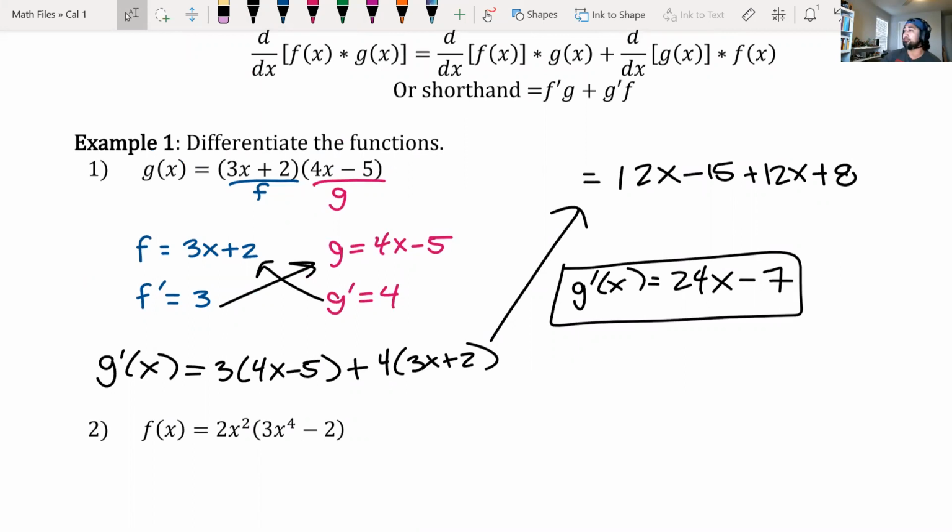Any questions on that? None here. Got a thumbs up. Sweet. Okay, so that's it. Label f, label g, take the derivatives, follow the product rule, clean up algebraically, and that's it. So let's go ahead and try it again.